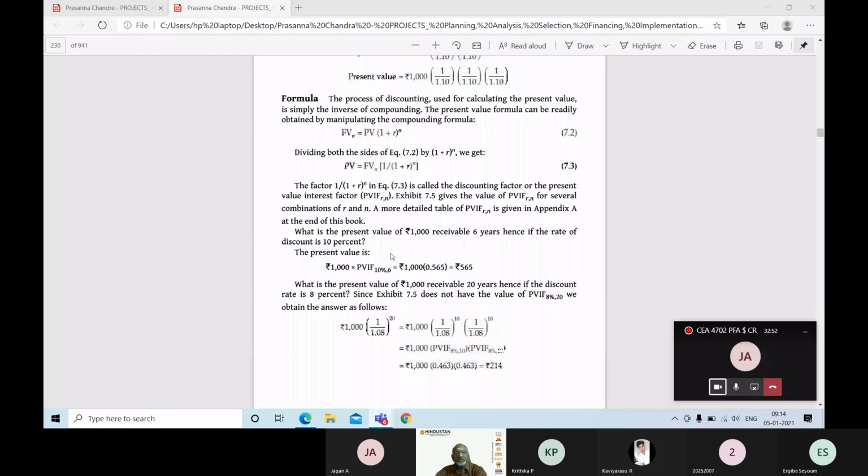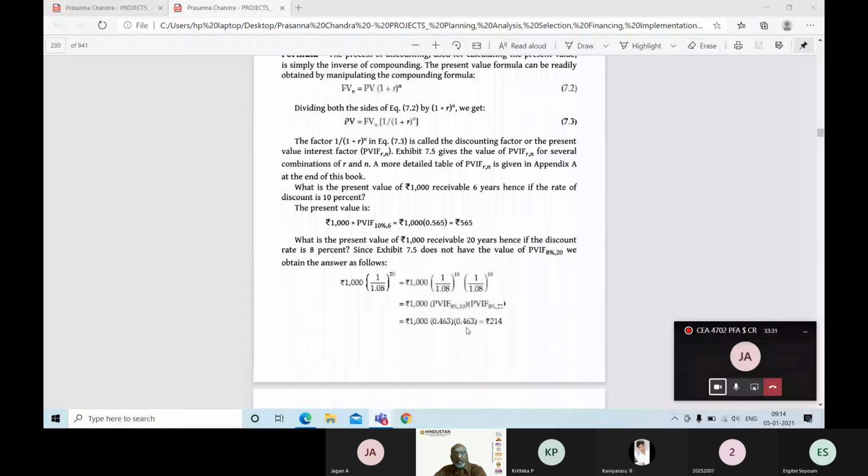And what is the present value of 1000 receivable in 20 years if the discount rate is 8%? The exhibit does not have the value of PVIF for 8% and 20 years, so we obtain the answer from the equation. So 1 by 1.08 to the power 20, then 1000 into this is the straight formula. 1000 into PVIF gives 0.463 and 214. This is the formula you have to calculate, with the amount and the discounting factor.